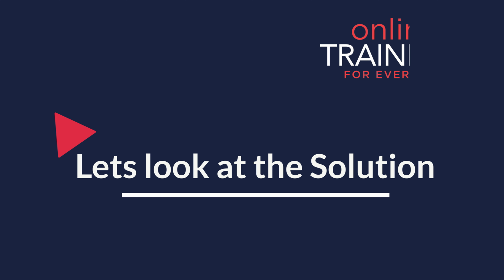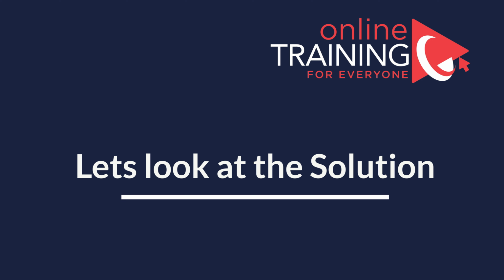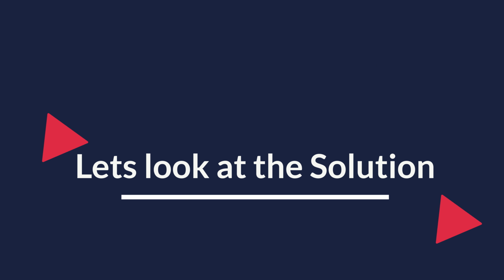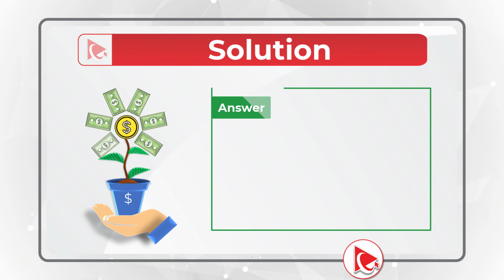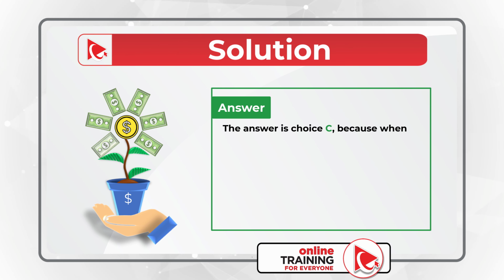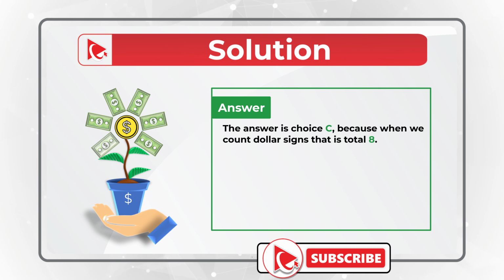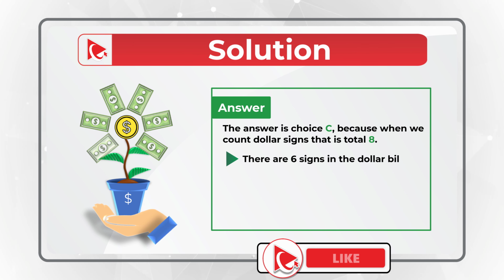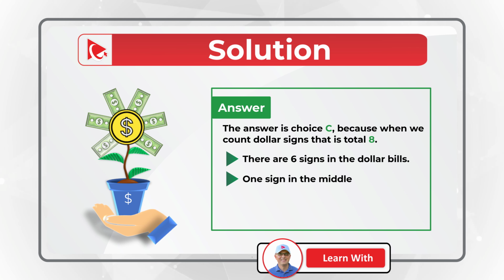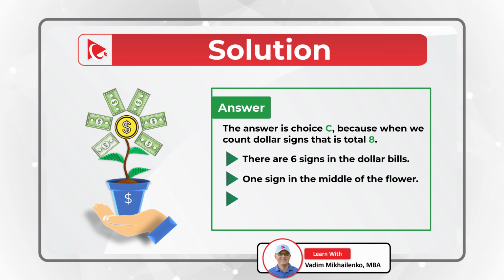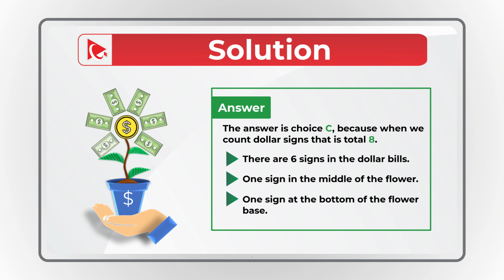Ready or not, on my end, I am moving forward to share with you my version of the solution. And obviously, if you have a better way to solve it, please make sure to post in comments. I counted 8 dollar signs, so my answer is choice C. The answer is C because there are 6 signs in the dollar bills as flower petals, 1 sign is in the middle of the flower, and then there is 1 sign at the bottom of the flower base. Do you have a different answer? Please make sure to share in comments.